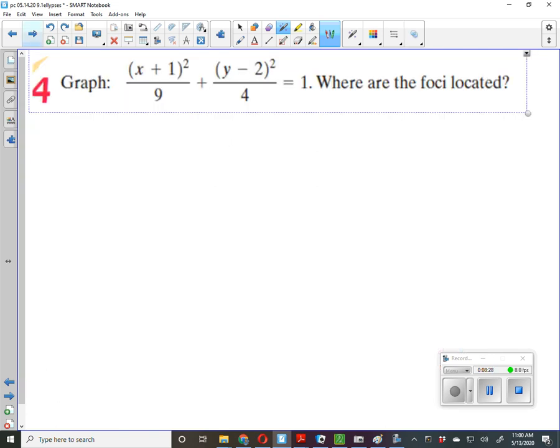All right, so our last example here is asking where the foci are located. And we should also consider graphing this. It does say graph.